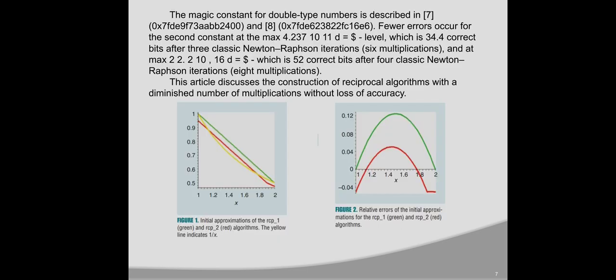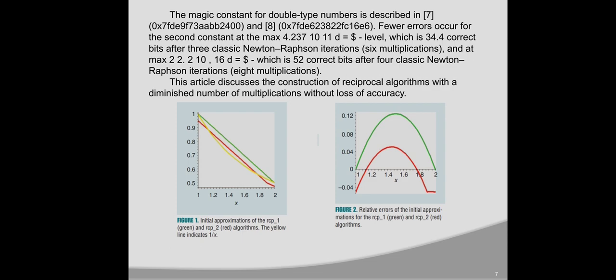The magic constant for double type numbers is described in 7 and 8. Fewer errors occur for the second constant, at the maximum of 4.237 times 10 to the minus 11, which is 34.4 correct bits after a classic Newton-Raphson iteration, and at the maximum of 2.2 times 10 to the minus 16, which is 52 correct bits after 4 classic Newton-Raphson iterations.